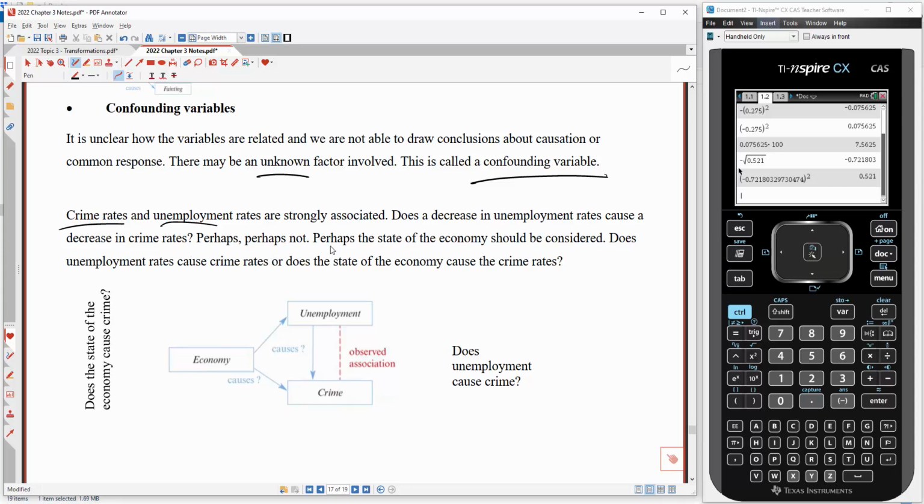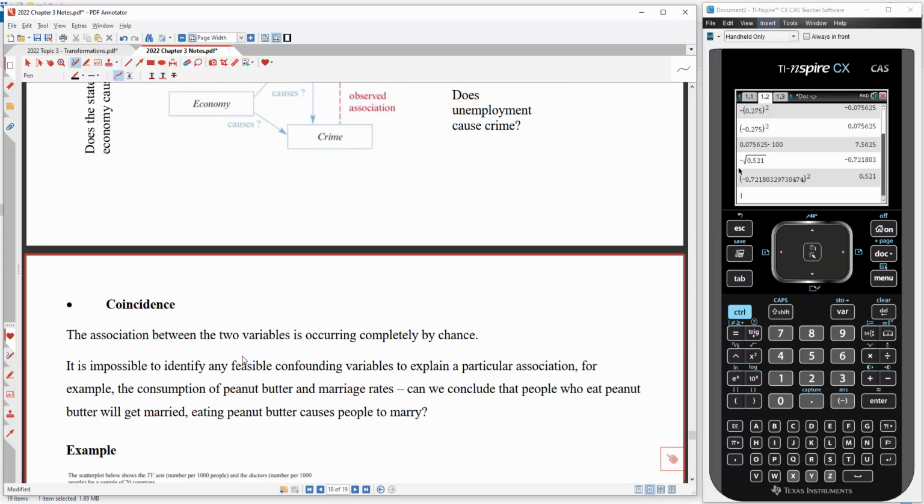Maybe, maybe not. The state of the economy should be considered. So is that a factor? Do unemployment rates cause crime rates, or does the state of the economy cause the crime rates? These are questions here that we just don't know the answer to. So there's a confounding variable in here.